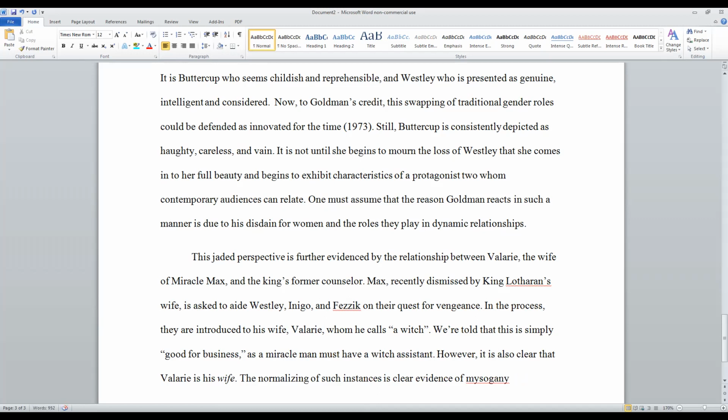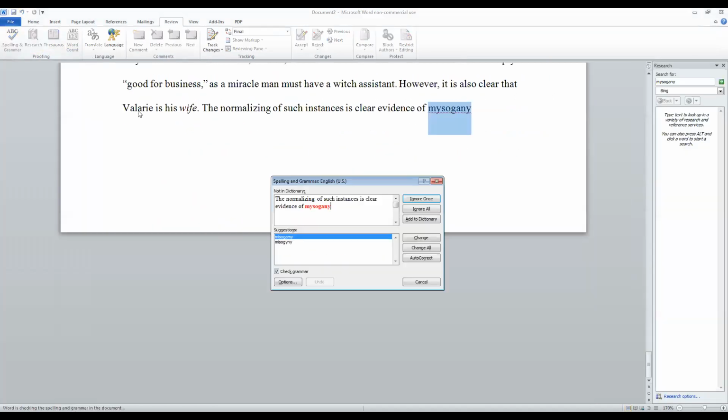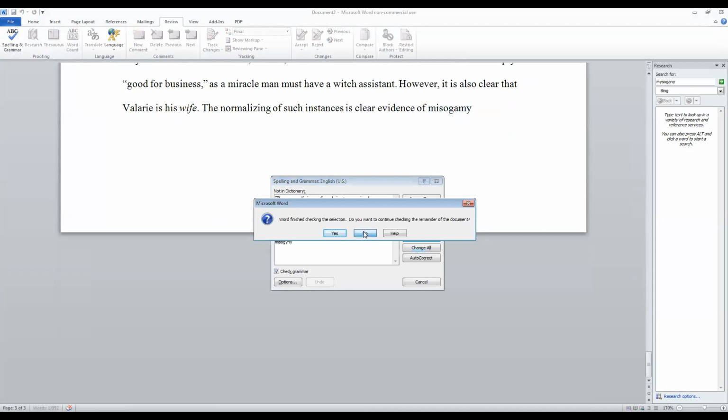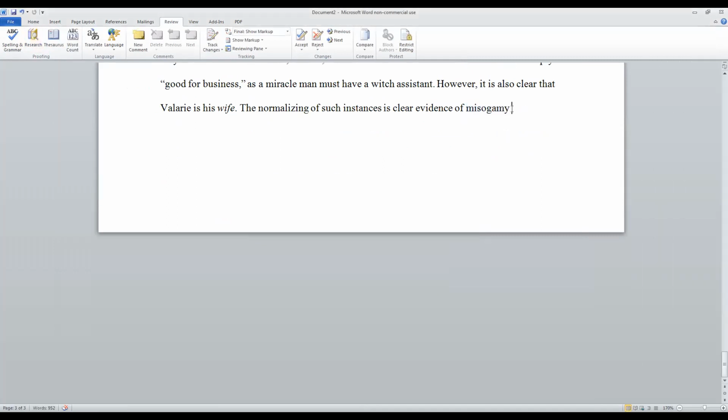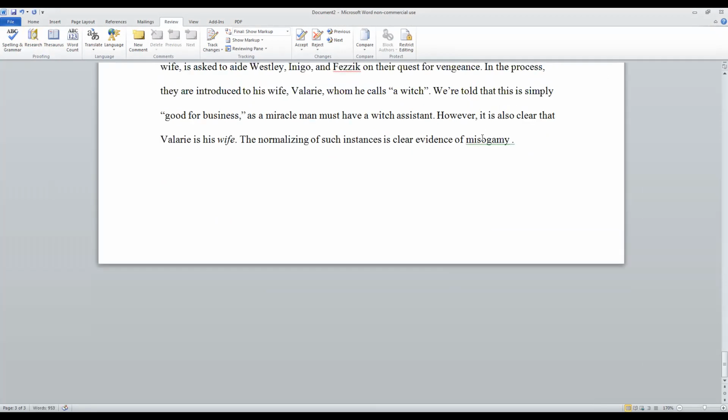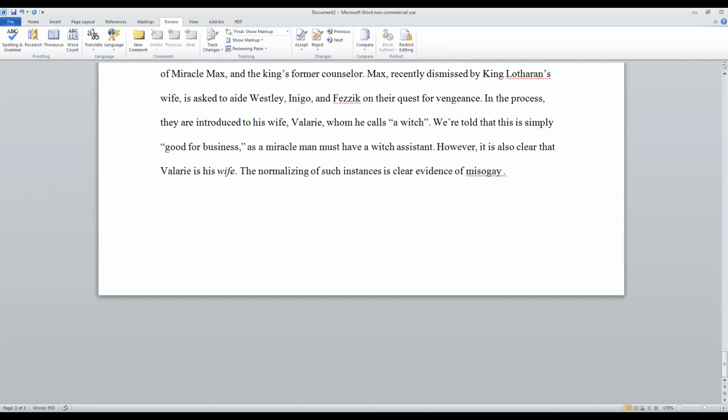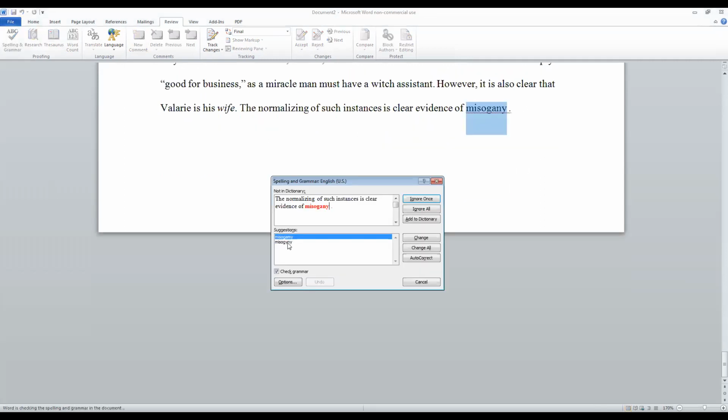Why can't I spell this word? Oh, Mr. Fowler, misogyny. There we go. Misogamy. Oh, it's N, misogyny. Okay. Well, it's still wrong. Okay. Review. Misogyny. There it is. All right. And now we just have space to deal with.